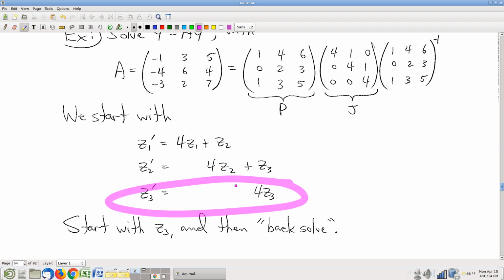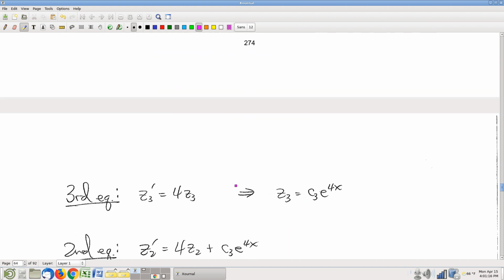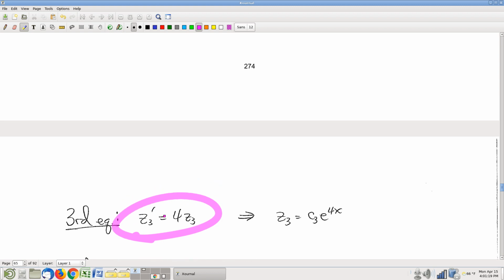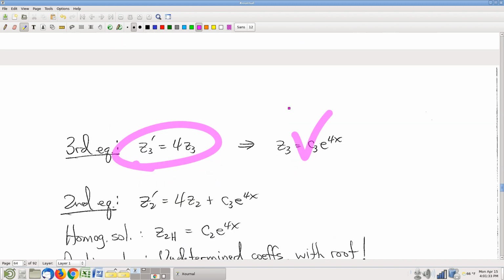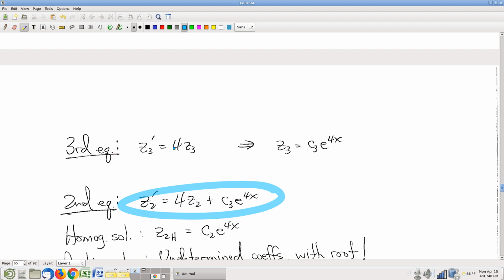Start with the z3 equation. Here it is. Good news. It's natural growth. There's the answer. Calc 2. Okay, what do we do with z3? We plug z3 in there and then look at the z2 equation. How do you solve this? And oh gosh, it's not homogeneous. So this is a 4.3 problem.